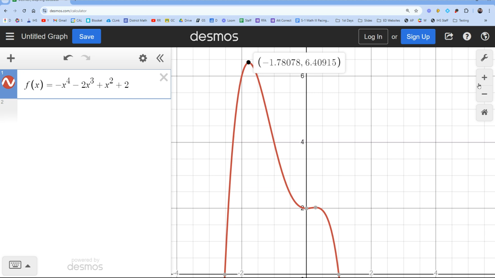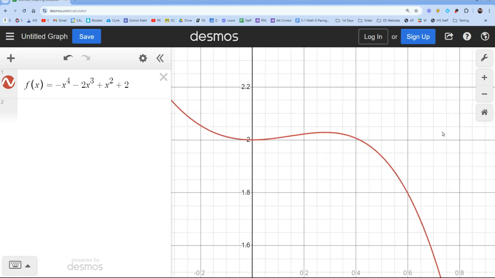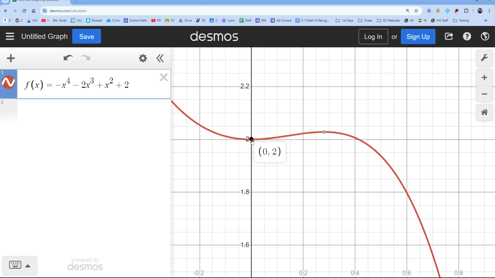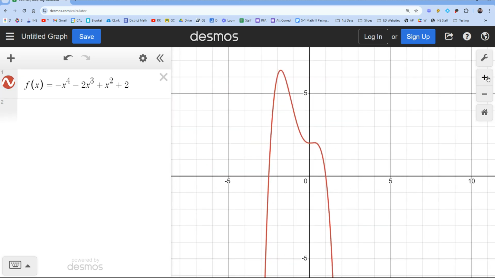Now, the next one is not so obvious, so I'm going to zoom in so you really can see it. So right here is actually a minimum, and right here is a maximum. It's so subtle. So there's a minimum at 0, 2, and then there's a maximum at 0.3 and 2. So go figure. Then there's another turning point down here. No, that's it. That's all the turning points.